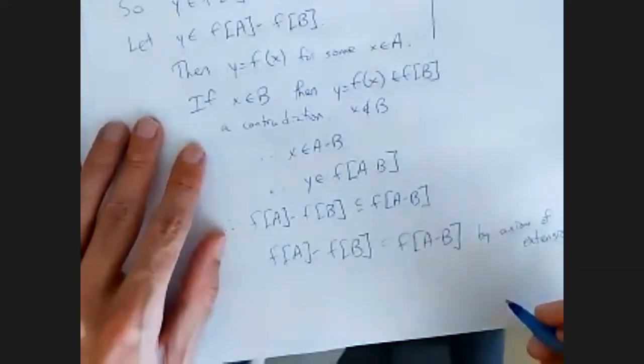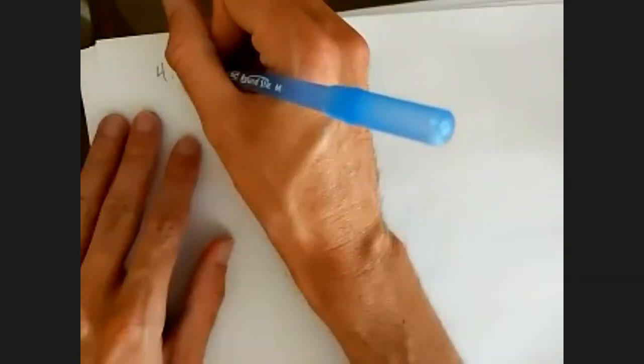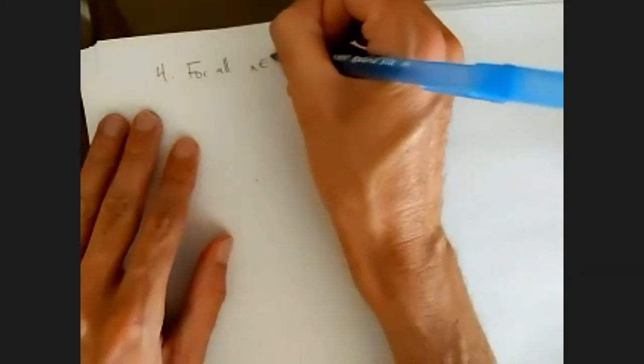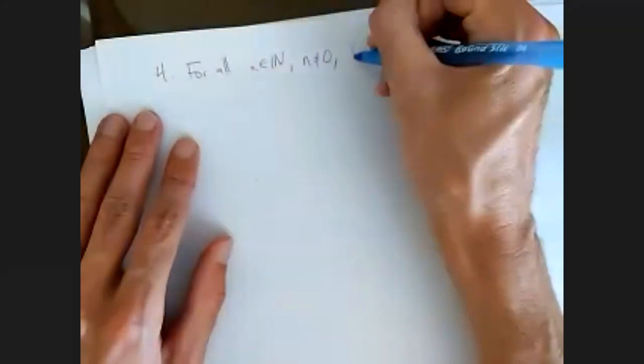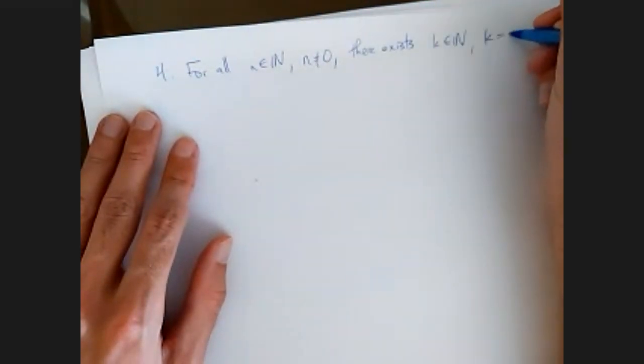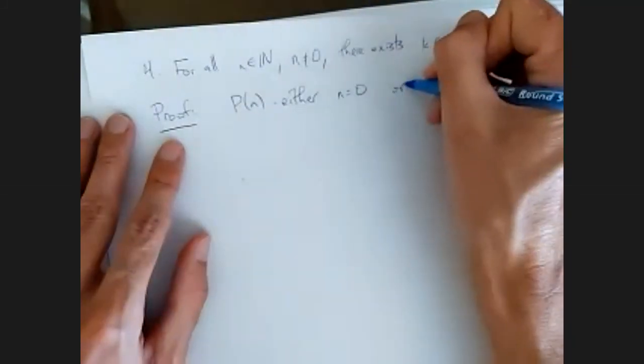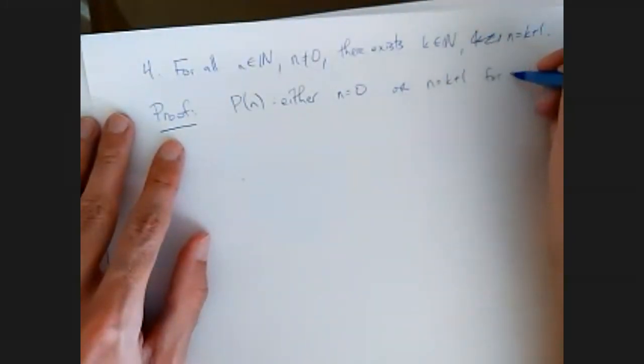Okay. The last question, another induction question. Question 4. Just prove for all natural numbers that are not equal to 0, there exists a natural number k with n equals k plus 1. Proof. P of n is just going to be either n equals 0 or n is equal to k plus 1 for some k.